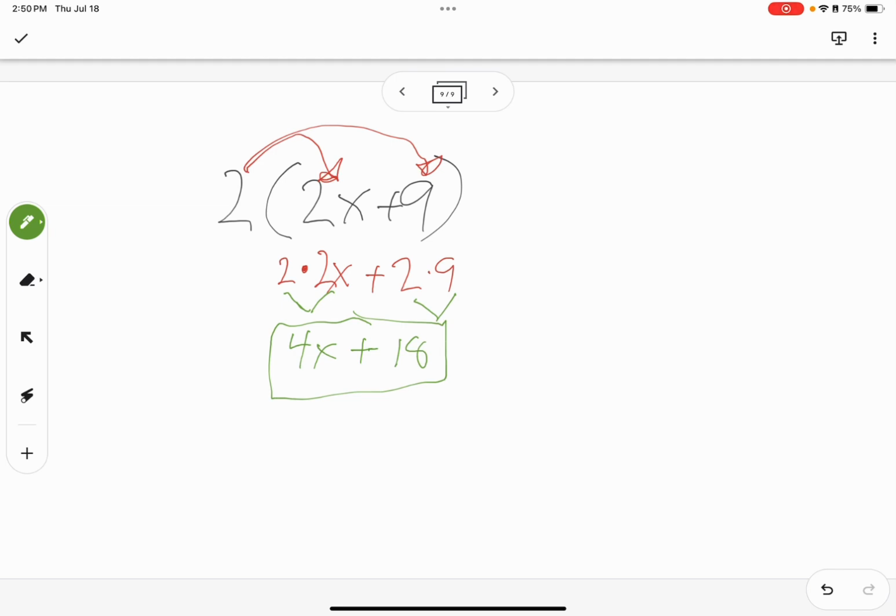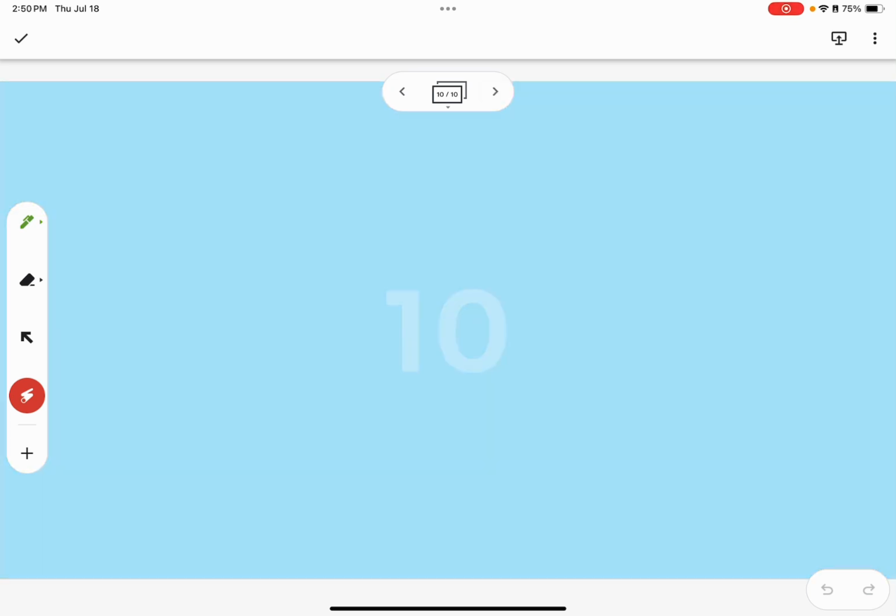Now, this was the distribution property. Next we're going to do the opposite of distribution, which is factoring, okay? So let's start off here. We have a factor of 4x plus 18. So what we're going to do is use the factor tree. Let's go ahead and factor things down. We're going to factor it to prime numbers.